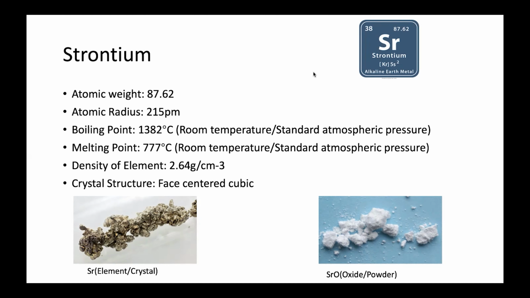And the boiling point is 1382 degrees Celsius and the melting point is 777 degrees Celsius. And the density of this element is about 2.64 grams per cubic centimeter. And it has a face-centered cubic crystal structure. And we can see that the strontium element is a kind of yellow, and the strontium oxide is a kind of white powder. So it is a little bit different from other elements in this group.